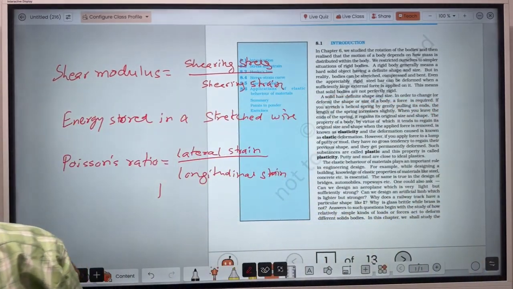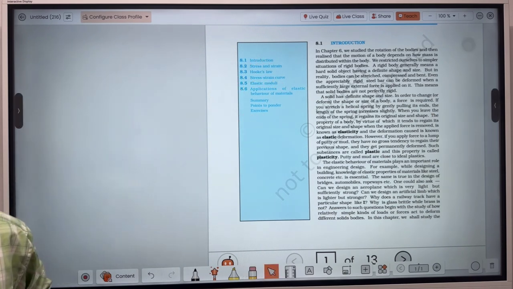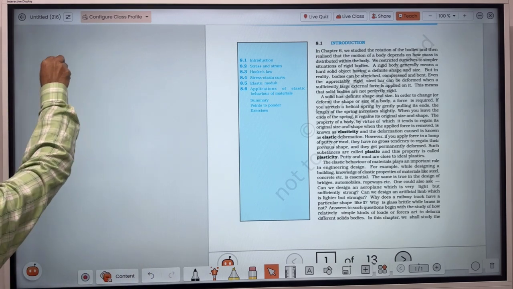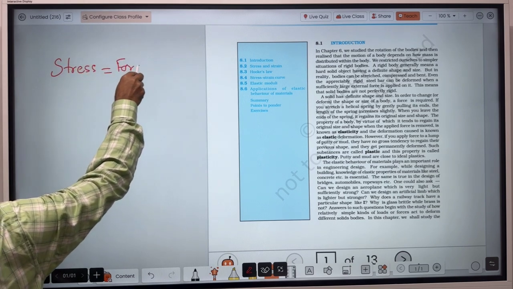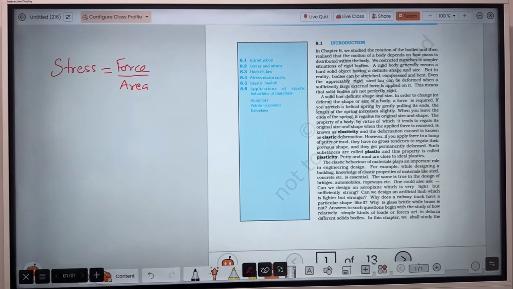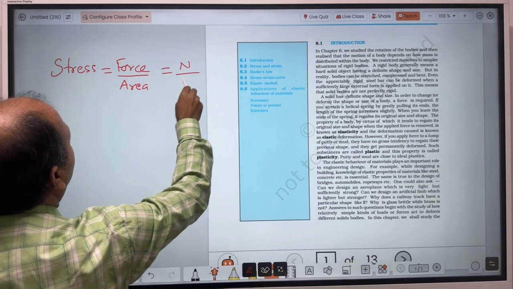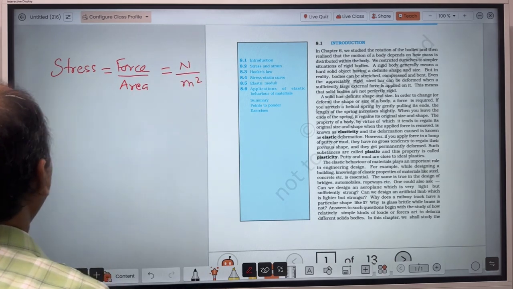about these terms and how they are related. So we are going to analyze them one by one. The very first thing is stress. So what is stress? Stress equal to force upon area. So if we write units, force is in Newton, area will be meter square, which is also equal to Pascal, if you remember.